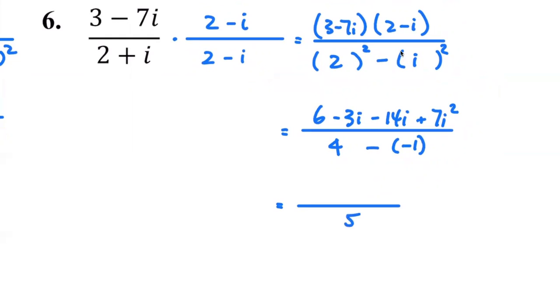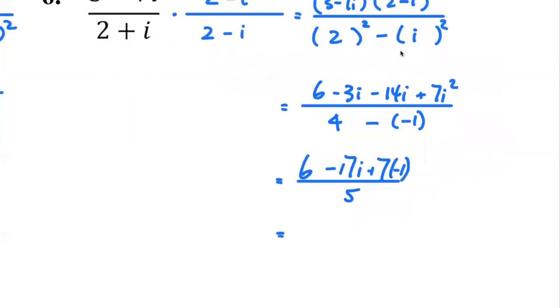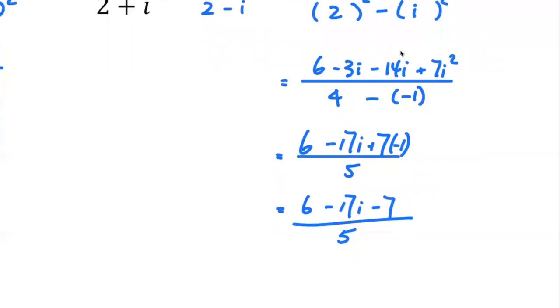Now for the numerator, the 6 is still the 6. There are no like terms to combine. Now these two are like terms, okay? Minus 3i minus 14i is minus 17i. And then 7 times i squared is negative 1. So now, all of a sudden, we have a new constant term that popped out.